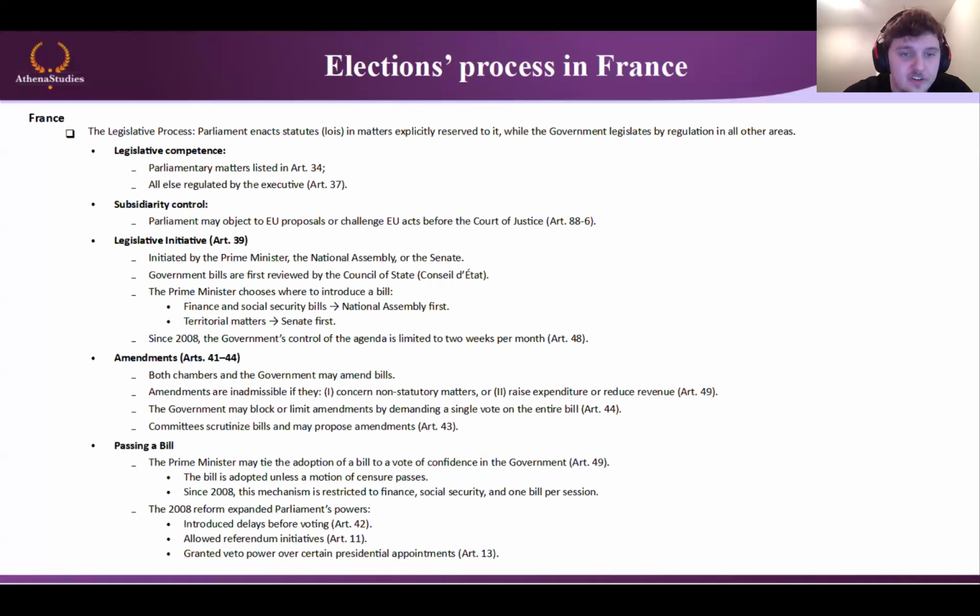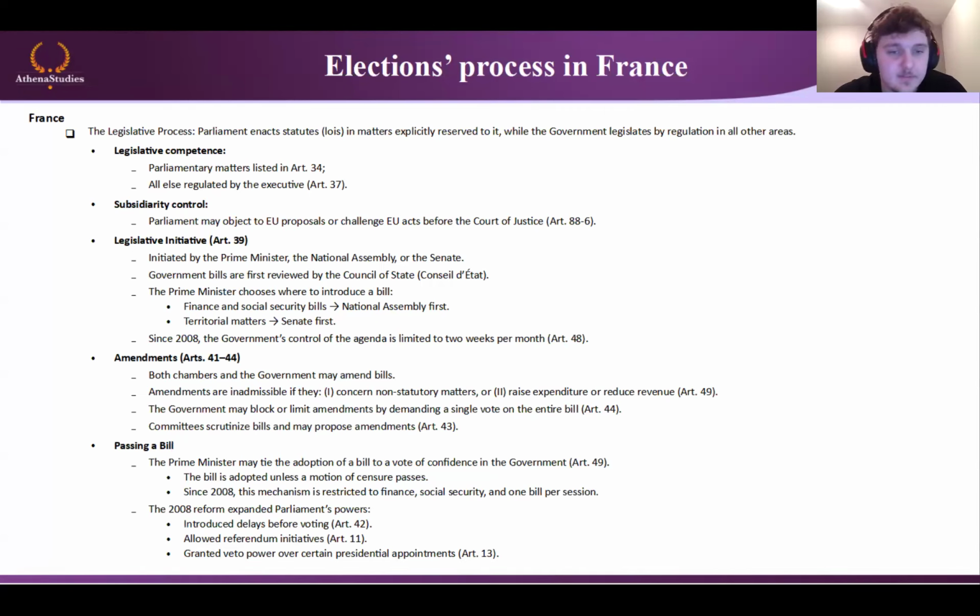How about the legislative initiative? Who holds it? Well, it's initiated by the Prime Minister, the National Assembly, or the Senate, so one of the three. Government bills are first reviewed by the Council of State, the Conseil d'État. The Prime Minister chooses where to introduce a bill. If it's finance and social security bills, then the National Assembly is first. If it's anything territorial, then the Senate. And since 2008, the government's control of the agenda is limited to 2 weeks per month. So half of the month.